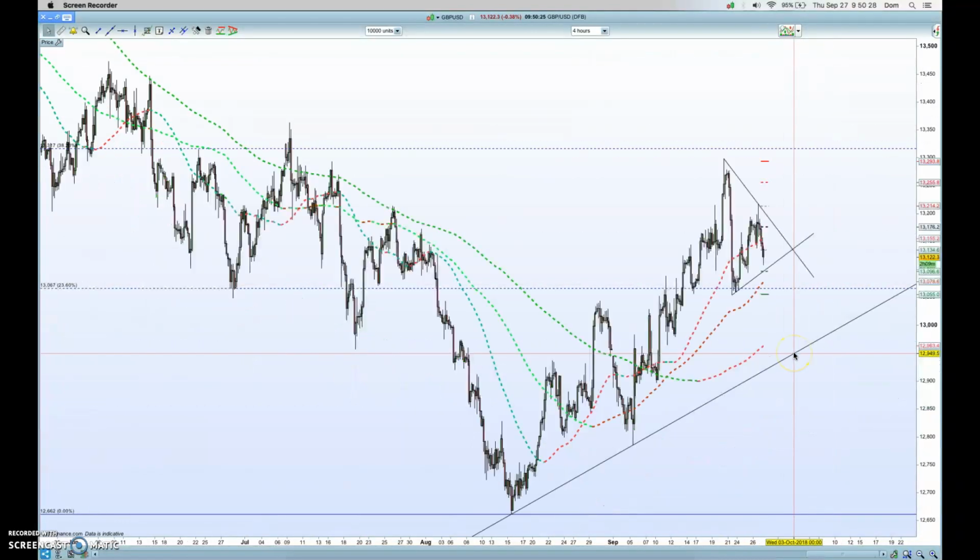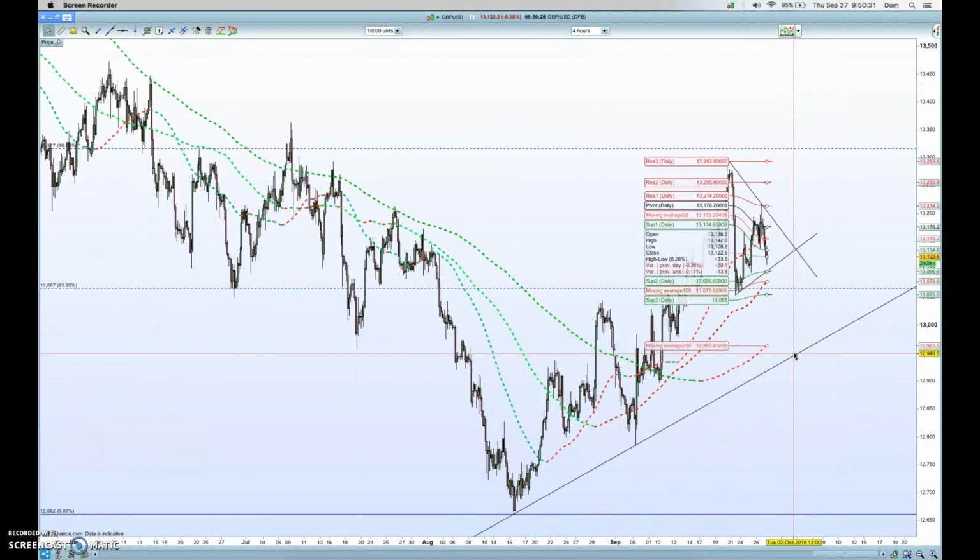I'm waiting for the setup. I'm waiting for a clear signal, and we'll keep you posted.